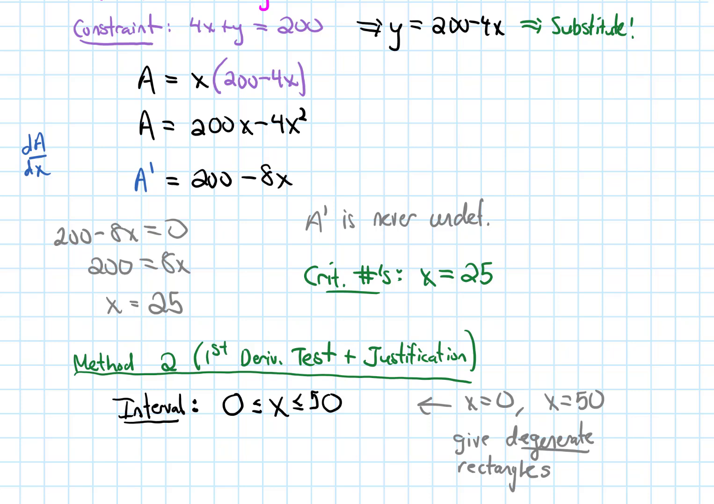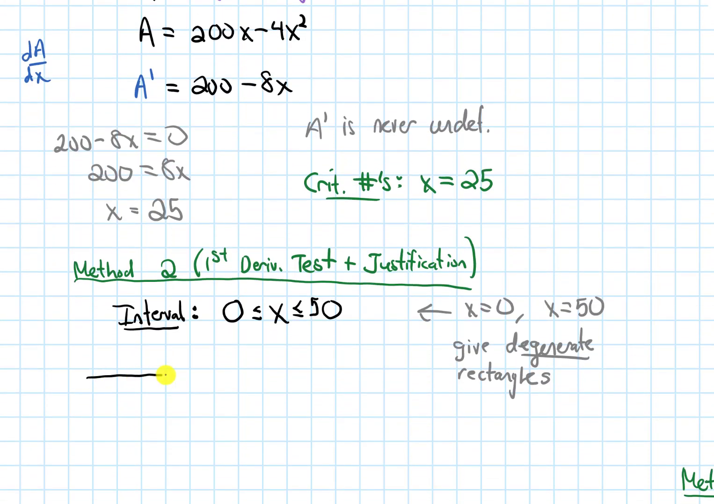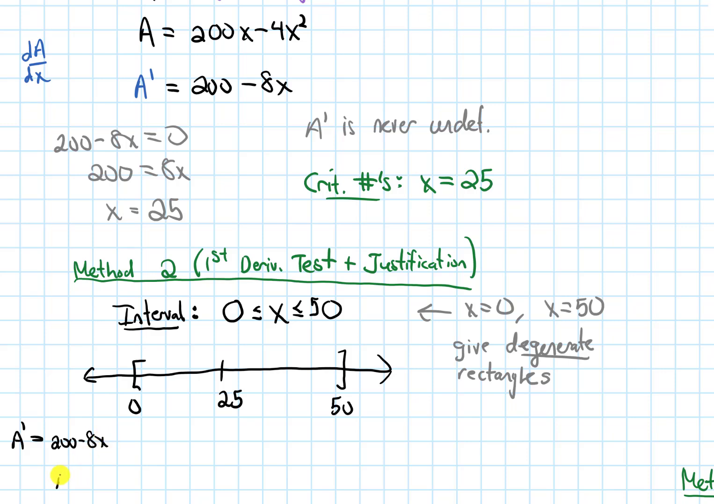All right, so we are now ready to make our number line. I'll put the 0 and 50 here just to remind myself that I don't want to plug in anything smaller than 0 or bigger than 50, because x can't be outside of this interval. I'll also put a tick mark at my critical number, which is 25. Now I need to keep track of my derivative. This derivative is simple enough: A prime is 200 minus 8x. Then I'll keep track of the original function, so I'll split this into rows and columns.